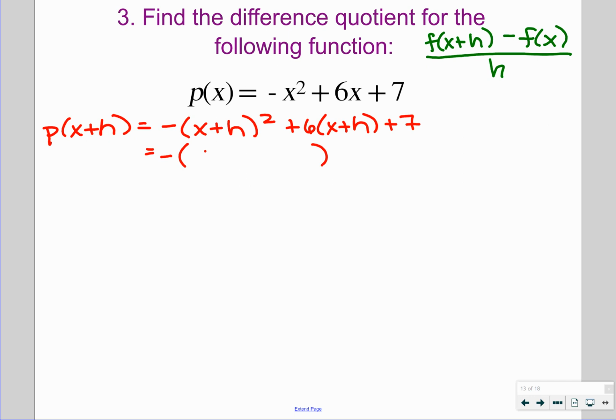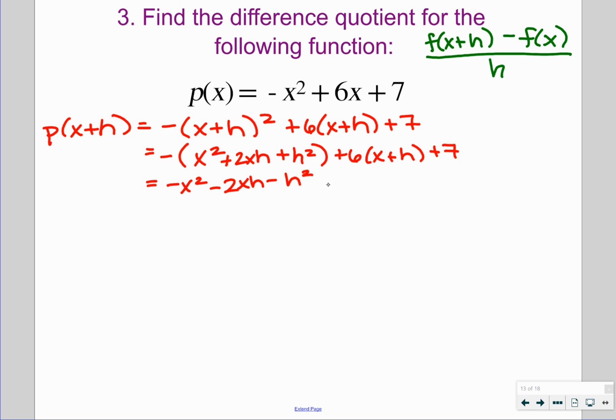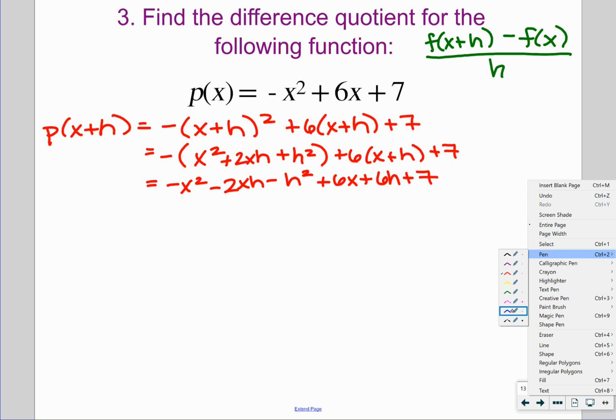First terms are going to give us x squared. Outside terms are xh, and my inside terms are also xh. So that's 2xh. And then my last term is h squared. I'll just bring everything else down. Okay. Now I can distribute. And that negative is just going to change the sign of everything in that first parentheses. Multiply 6 through my second parentheses. Bring down my 7, no like terms. Okay. So now we just add on the couple other pieces.